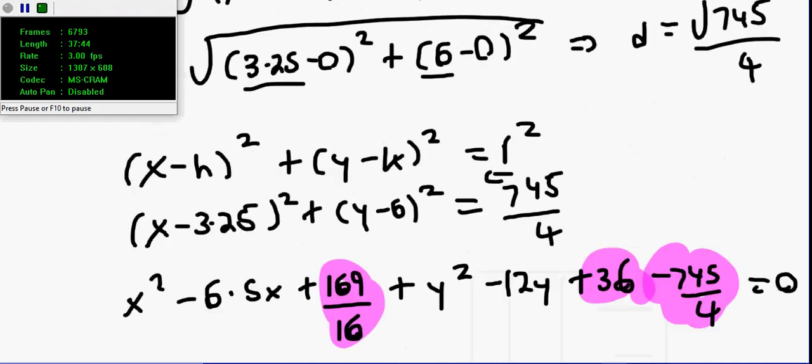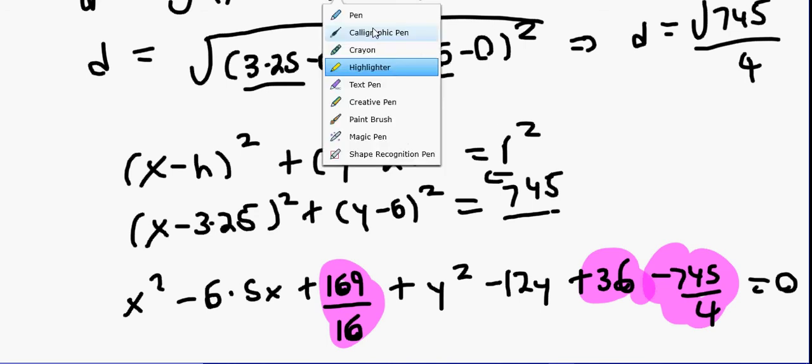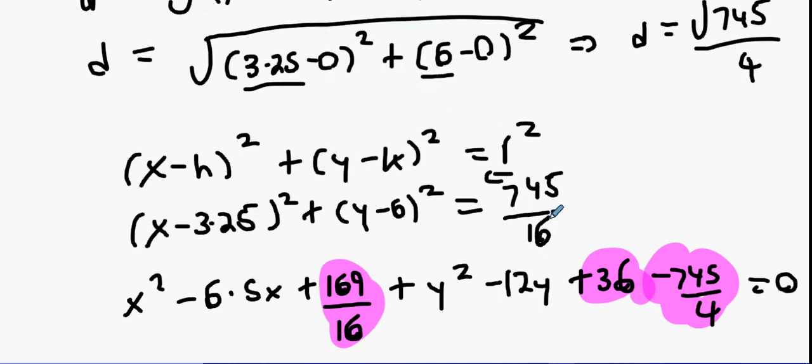Once again, lads, tiny error here. When I squared this out, this is over 16, not over 4. So it's the tiny little mathematical errors. Just me rushing myself is causing me a lot of problems at the moment. So this is over 16.